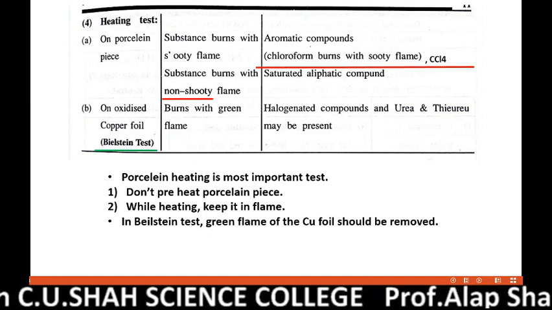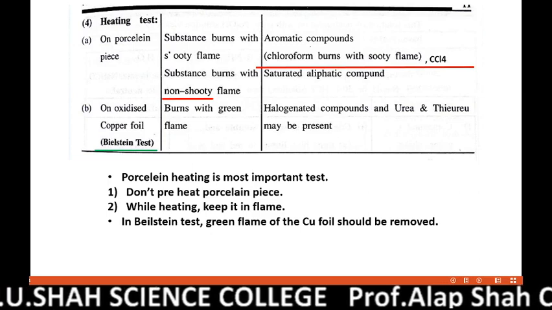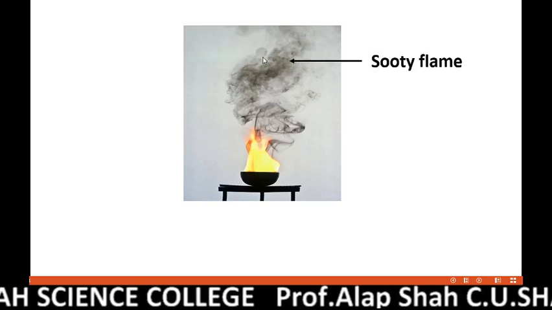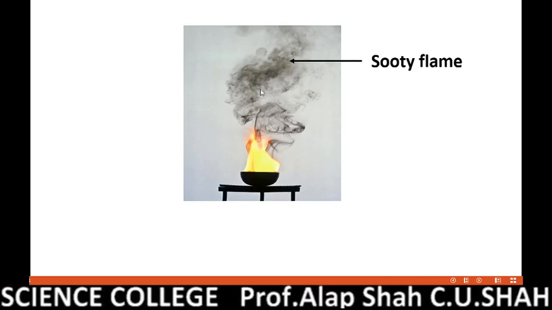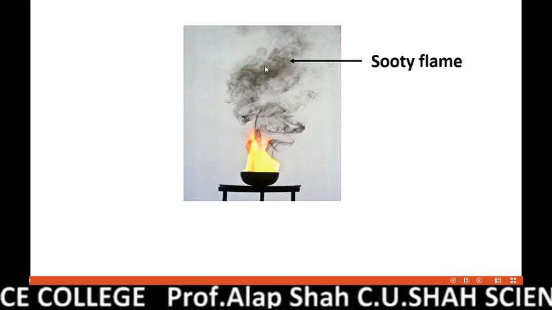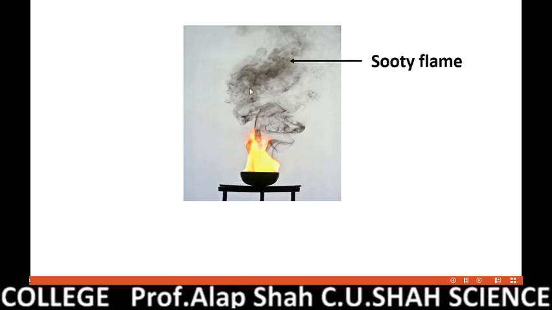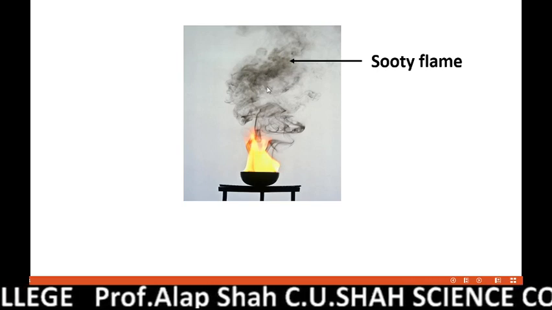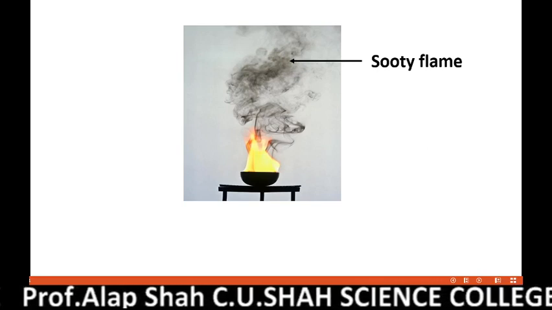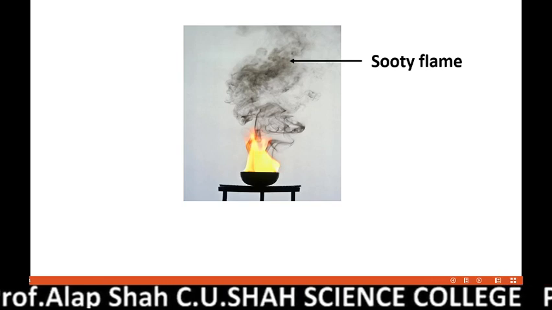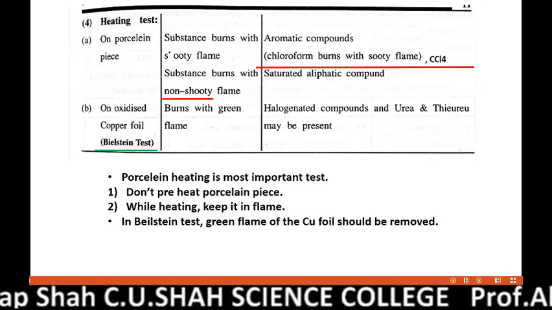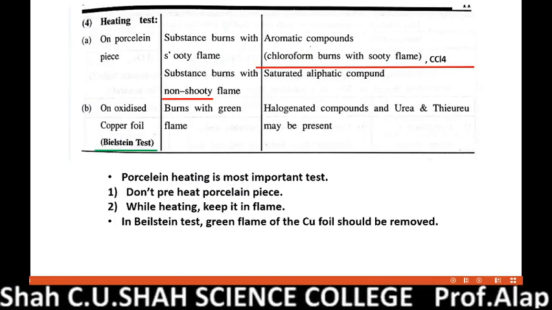Now take it out from the flame and check whether the flame is sooty or not. In the next slide you can see this smoky flame, which is called a sooty flame. If the substance shows a sooty flame like this, where you can see the black carbon, then it is characteristic of aromatic compounds, and all aliphatic compounds burn with a non-sooty flame. They will burn, but this kind of sooty flame won't be observed when you heat aliphatic compounds.